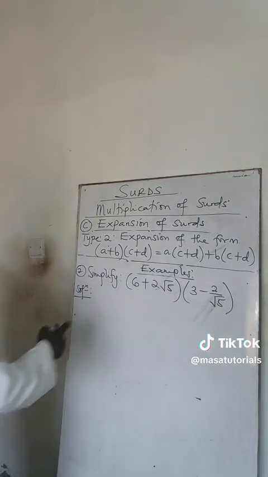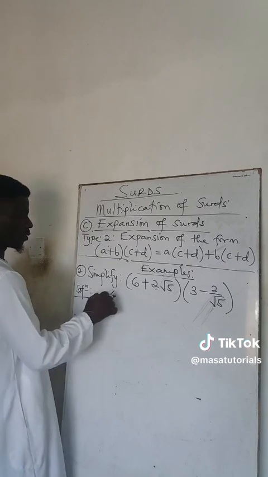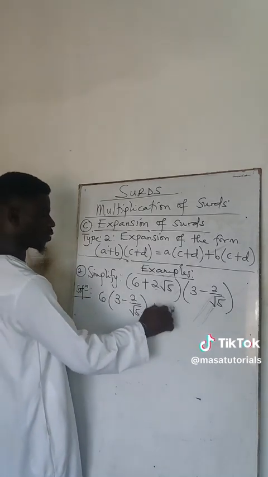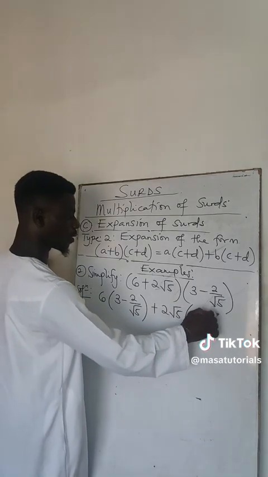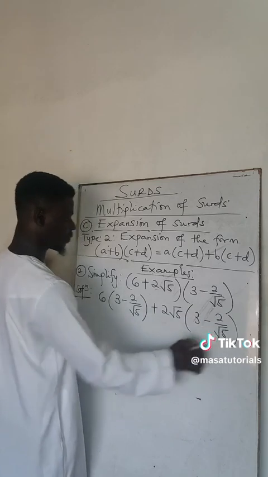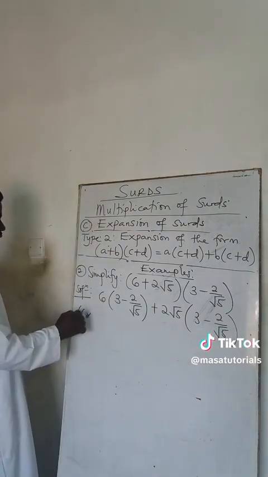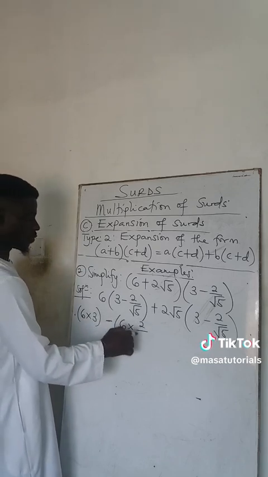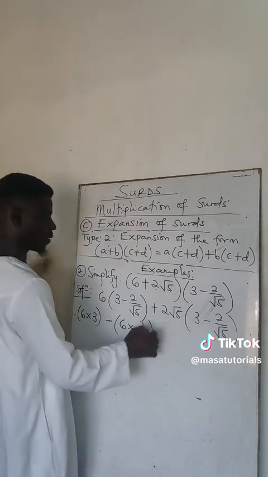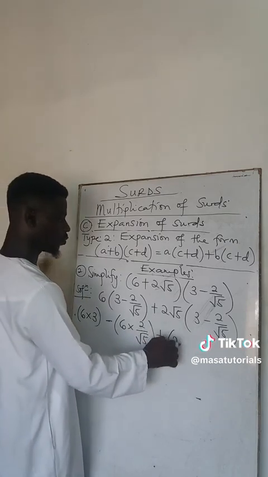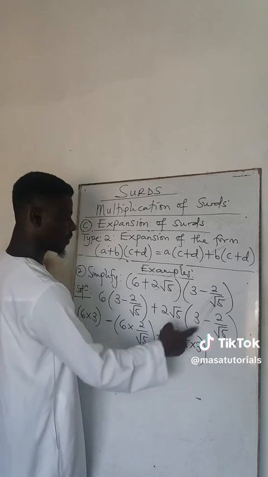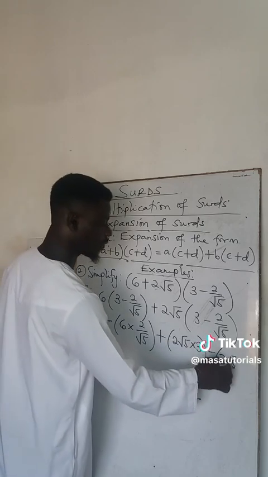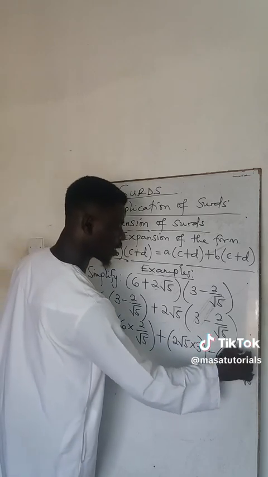Alright, so 6 out. Then we give 3 minus 2 over square root of 5. Then plus 2 square root of 5 out. Then 3 minus 2 over square root of 5. Now we get 6 times 3 minus 6 times 2 over square root of 5. Then plus 2 square root of 5 times 3. Then here, positive times negative is still negative. So 2 square root of 5 times 2 over square root of 5.